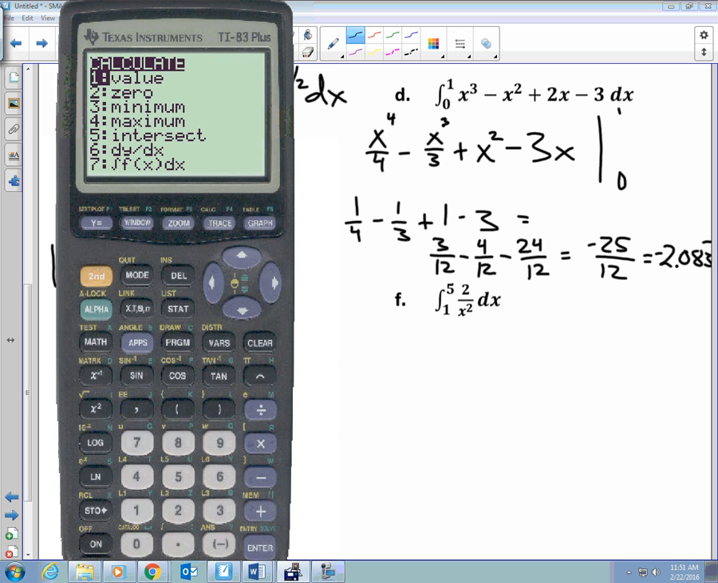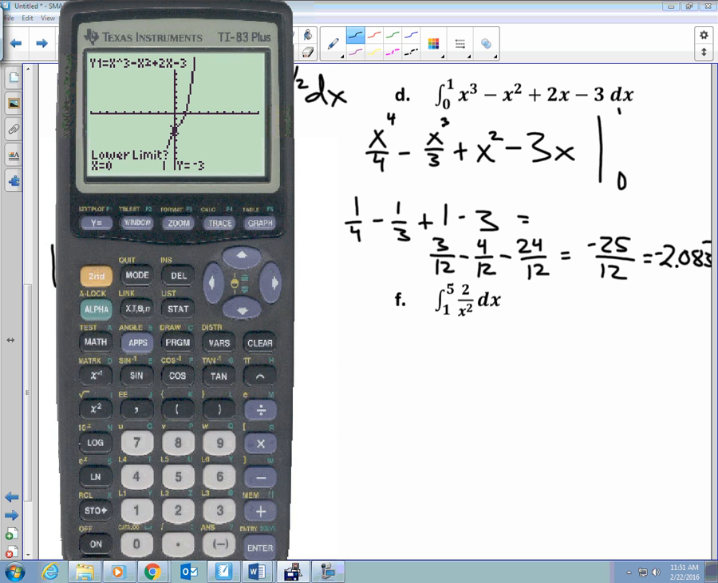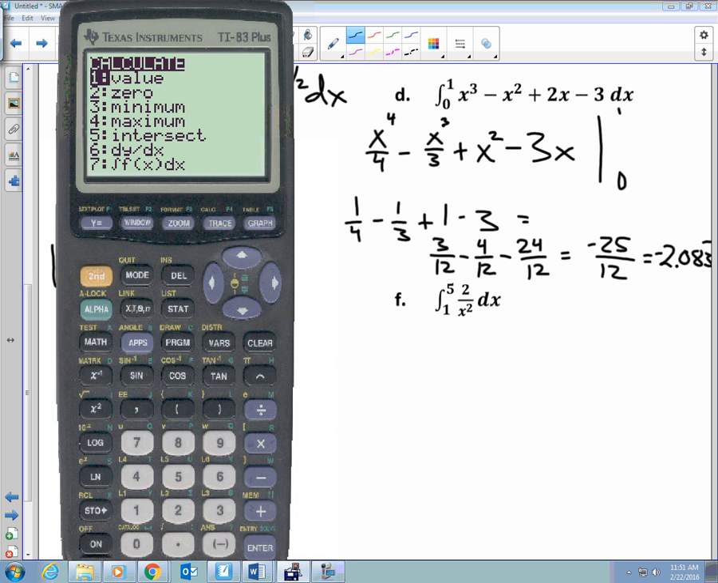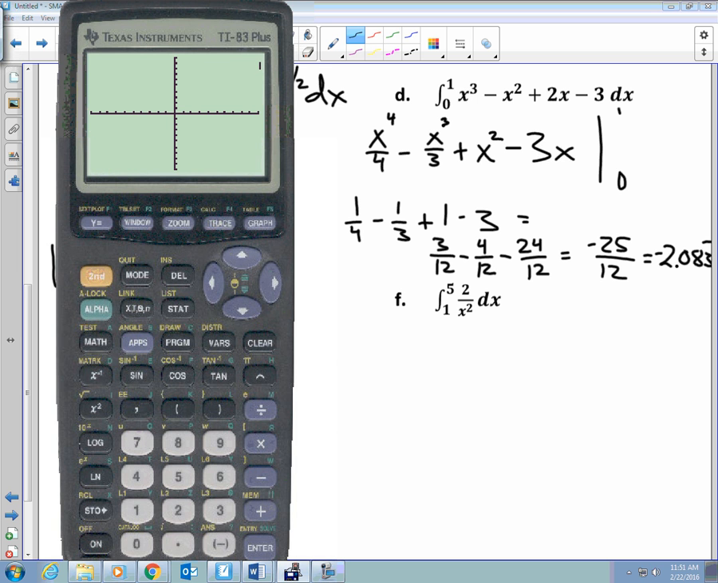Second, calculate, and we're going to do number 7. We're going to go from 0 to 3. Oh, 0 to 1, right? Let's try it again. 0, 1. And then we get negative 25 twelfths. Area can be negative when we talk about different things in the world that relate to negative numbers. Oh, this is where I went on my rant.